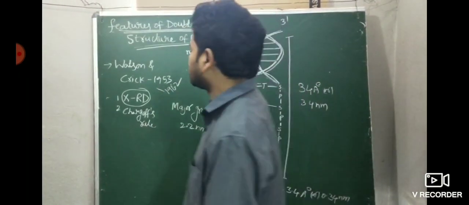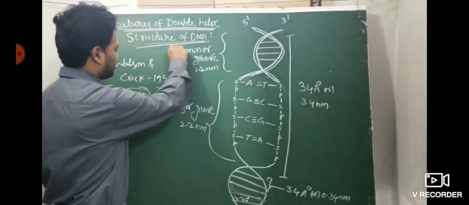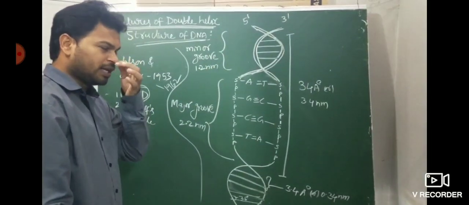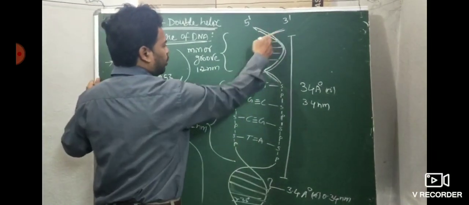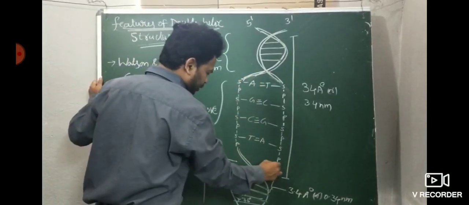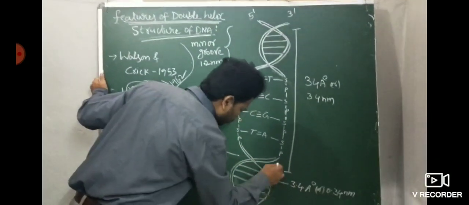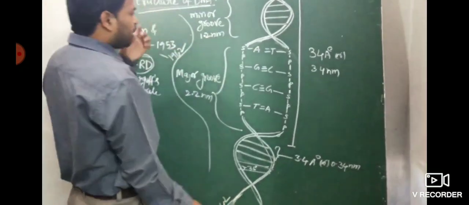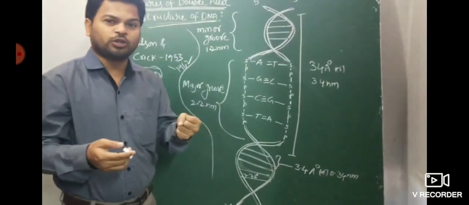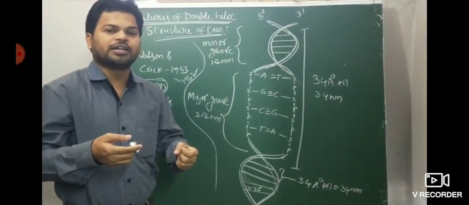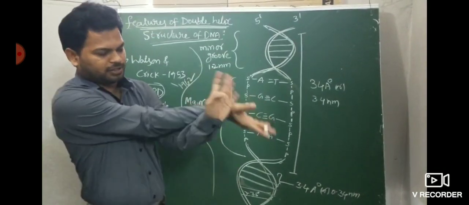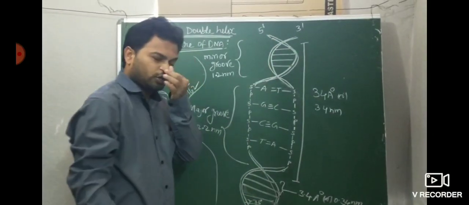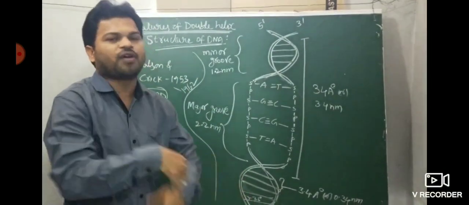According to the double helix structure of DNA, what are the common features? This is the diagram of the double helix structure of DNA. There are 2 polynucleotide chains. This is one and this is the other. The 2 polynucleotide chains are coiled together and form a helix like this.